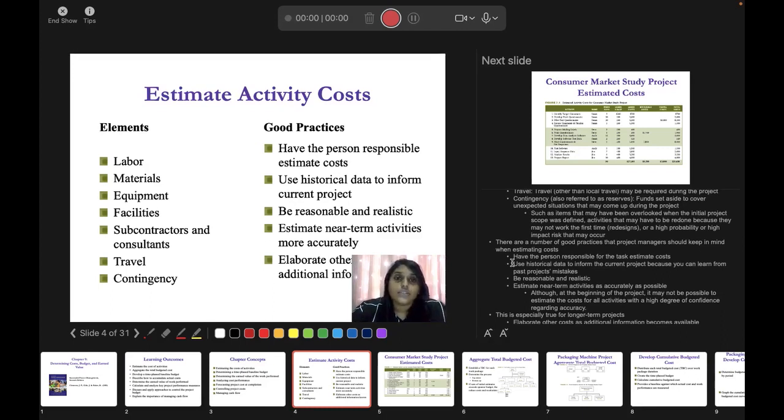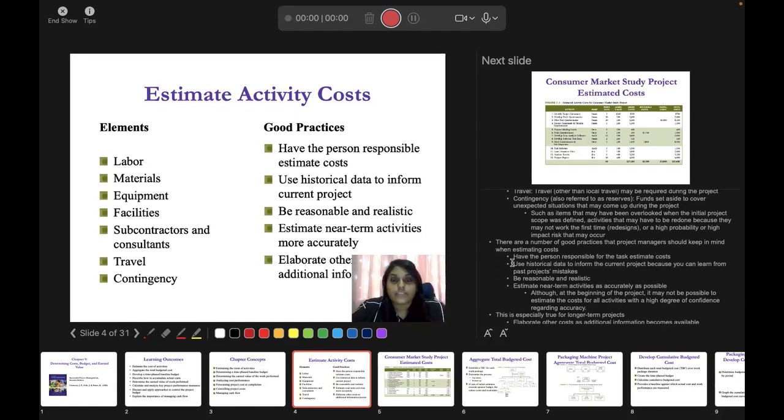Okay, and then you need to use historical data to inform the current project. Using historical data is very easy and convenient, because you can learn from your past mistakes, from the mistakes made in past projects. The historical data is the data that you are going to use for the current project, in regard to all your past projects or all your past purchases and all that.